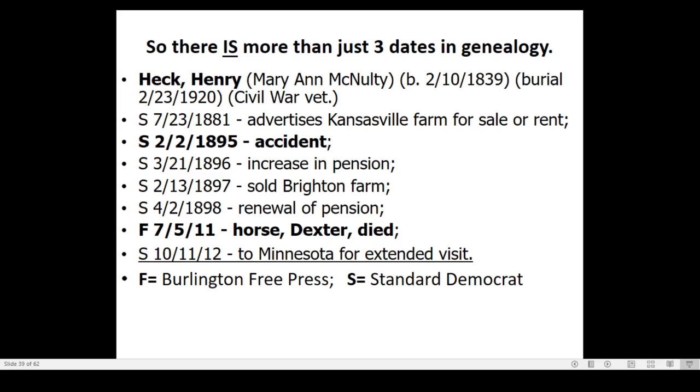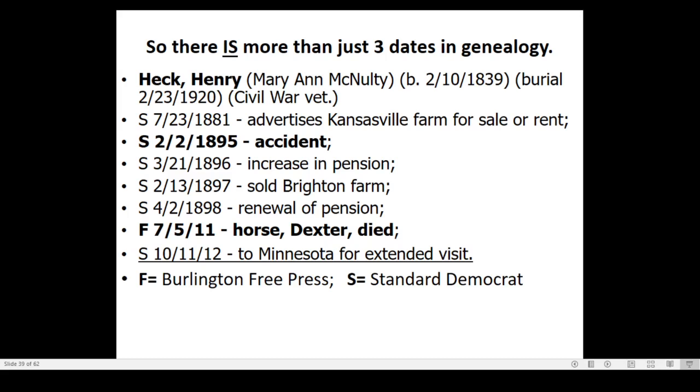And then, of course, his horse Dexter died. I never knew he had a horse named Dexter. That's probably the same horse that was running too fast. And I got a feeling Henry might have shot him, but I don't know. But anyway, Dexter died, so they wrote a newspaper article about it.